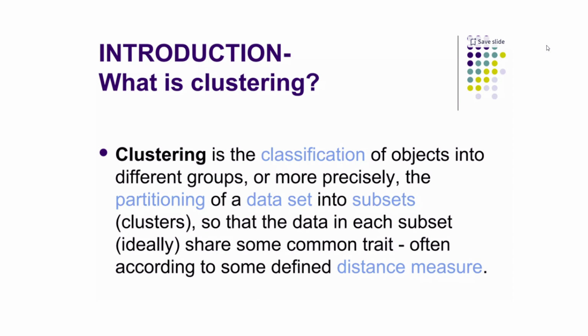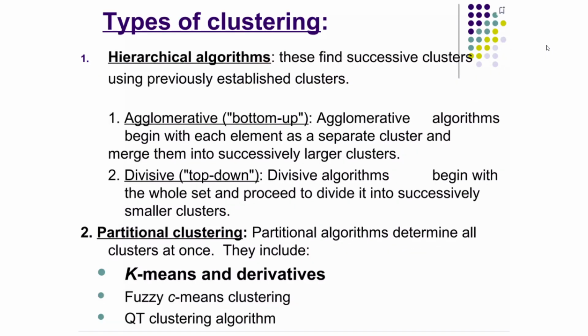Common trait is a feature or some distance. Based on some distance measures, we classify objects into clusters. Hence, here are the types of clusters.